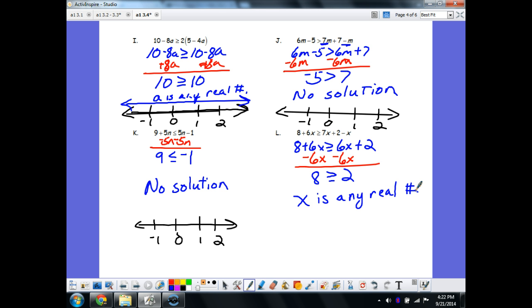So this is just like example I, where our number line will have shading everywhere. And those are the inequalities that can have special solutions.